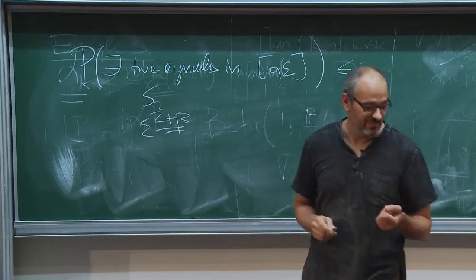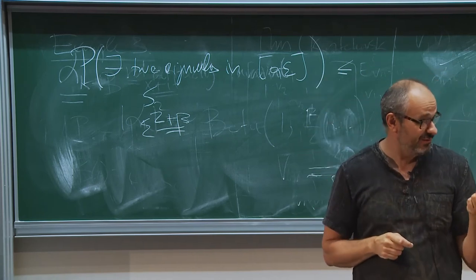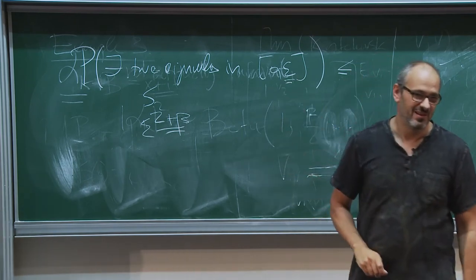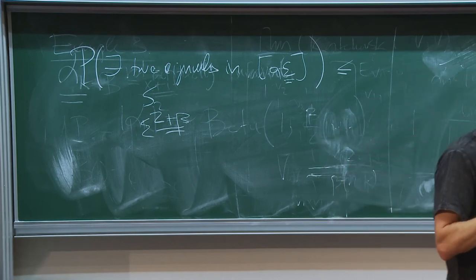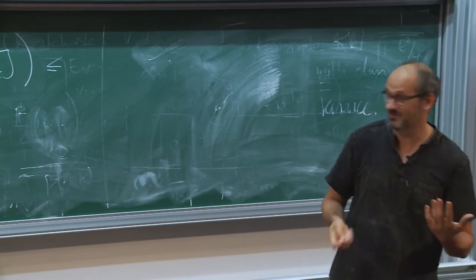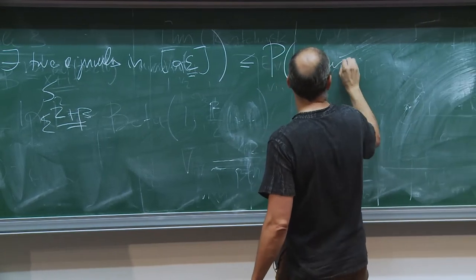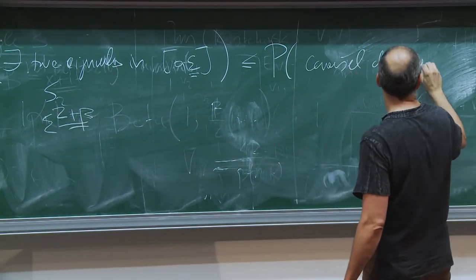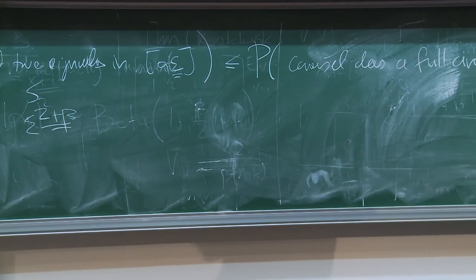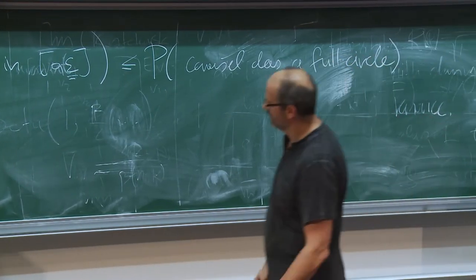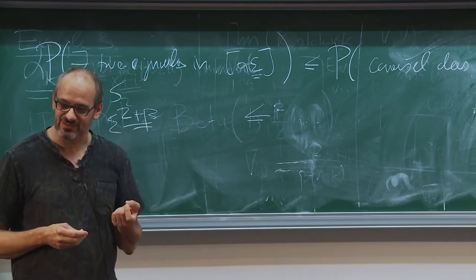So how do we compute this? Remember, we run this carousel, but we rotate extremely slowly, with speed epsilon, and see how many times it passes the target point. It has to pass the target point at least twice. So at least I can say that this is the probability that the carousel does a full circle. If it has to cross the same point twice, it has to do a full circle. But we're doing a rotation at speed epsilon. How can it do a full circle?